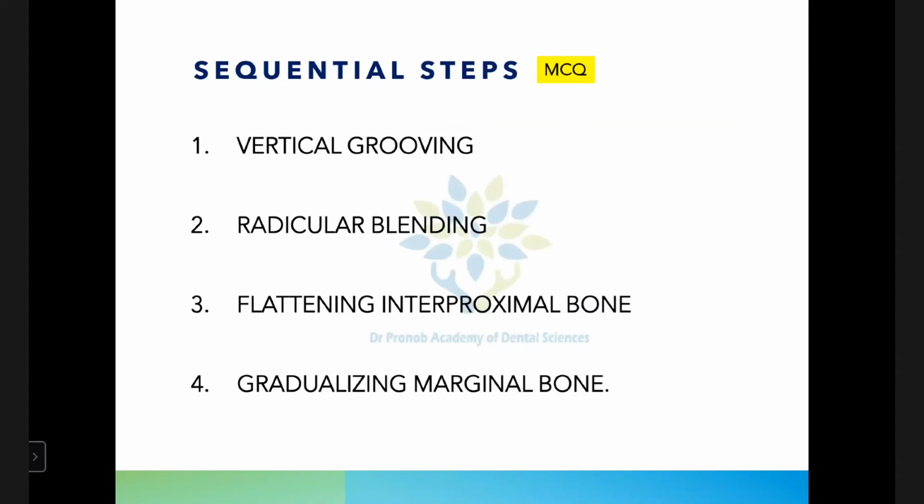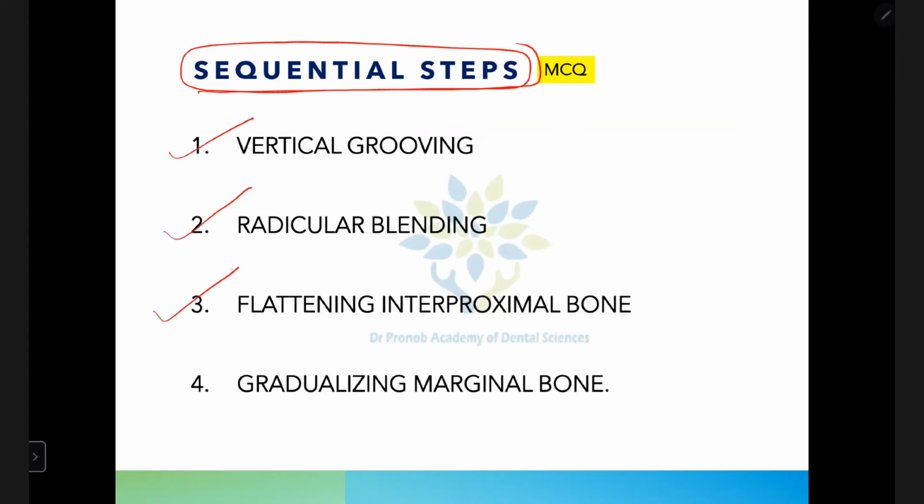Now there are certain steps in resective osseous surgery. These sequential steps are very, very important. In these, there are 4 important steps: vertical grooving, radicular blending, flattening the interproximal bone, and gradualizing the marginal bone. You need to remember these steps in the same order. You should not jumble them, and there is an important MCQ that is asked based on these sequential steps.